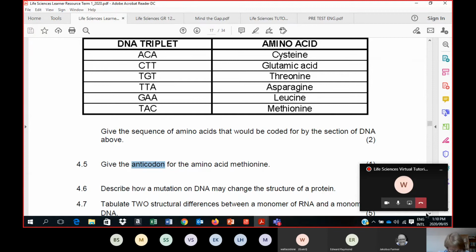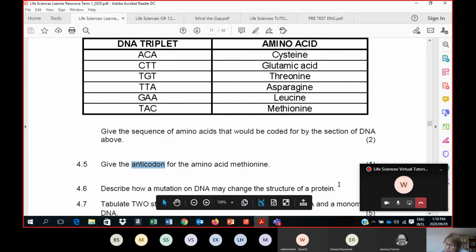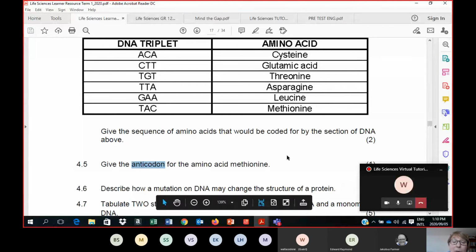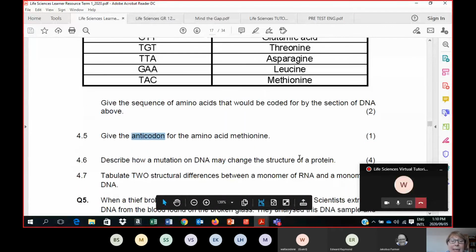Okay, then I worked too quickly, but I'm sure your teacher can see what the mistake is. In my last nitrogenous base on the codon was a G, so opposite that you obviously have a C, which is cytosine. All right, I'm sure all your teachers will anyway be able to explain this quite easily. Then describe how a mutation on DNA may change the structure of a protein.